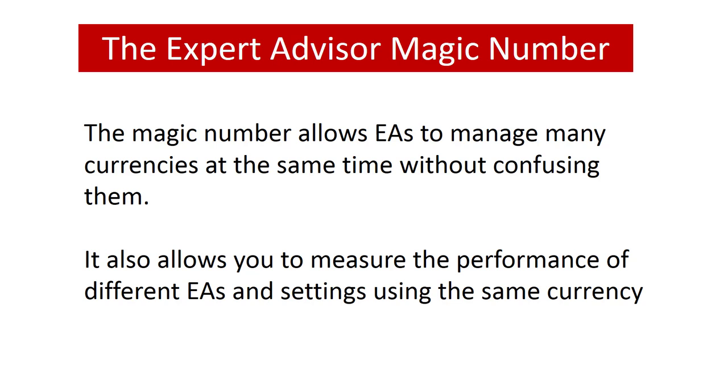You can imagine, let's say you're running 2 EAs trading the euro. The one's got a stop and a target, and the other one's got a stop and a target. The EAs can get confused and start mixing the stops and the targets up, and they'll start trading in really random, chaotic ways if you do not tell the EAs, hey, this version of the Euro USD you've got to treat this way, and this version of the Euro USD you need to treat in this way. And we use the magic number to tell the EAs to do that. It also allows you to measure the performance of different EAs and settings using the same currency.